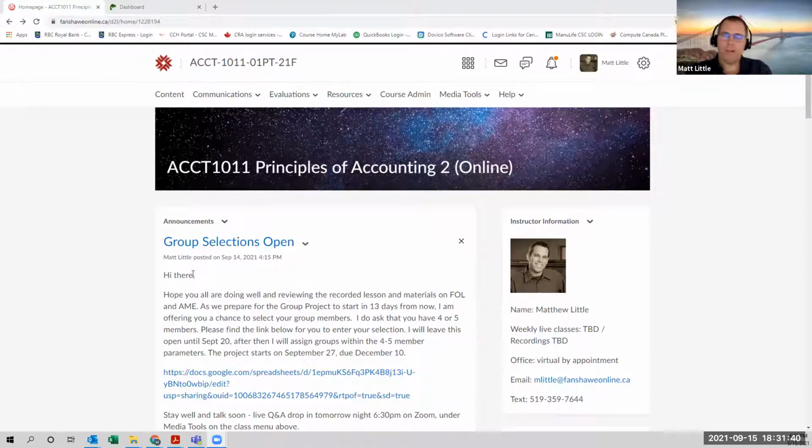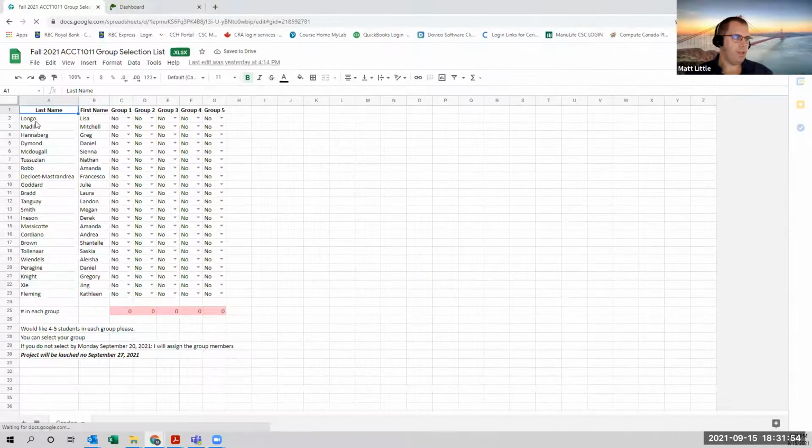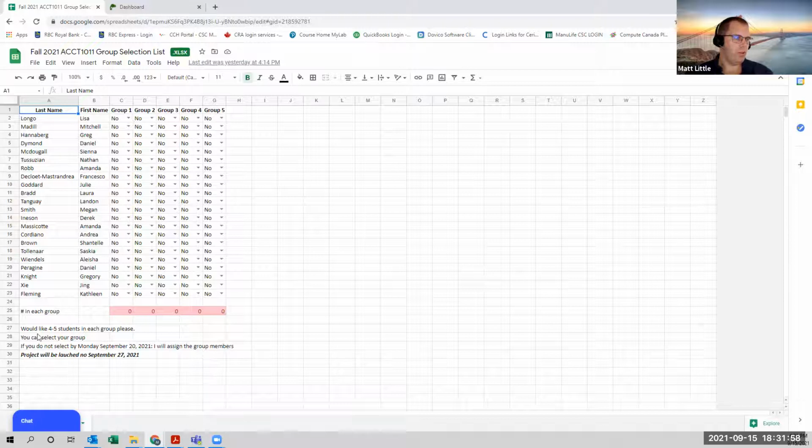And what I wanted to point out to you right now is there are group selections open. So there's an announcement on here I need you to pay attention to if you want to pick your group. Otherwise, I will assign the group. There's a Google Doc connected here, which has all of the students' names as of 2 days ago. Any new students that join or drop, I'll update the list accordingly. Or if you find that your name's missing, please reach out to me and I'll update the file.